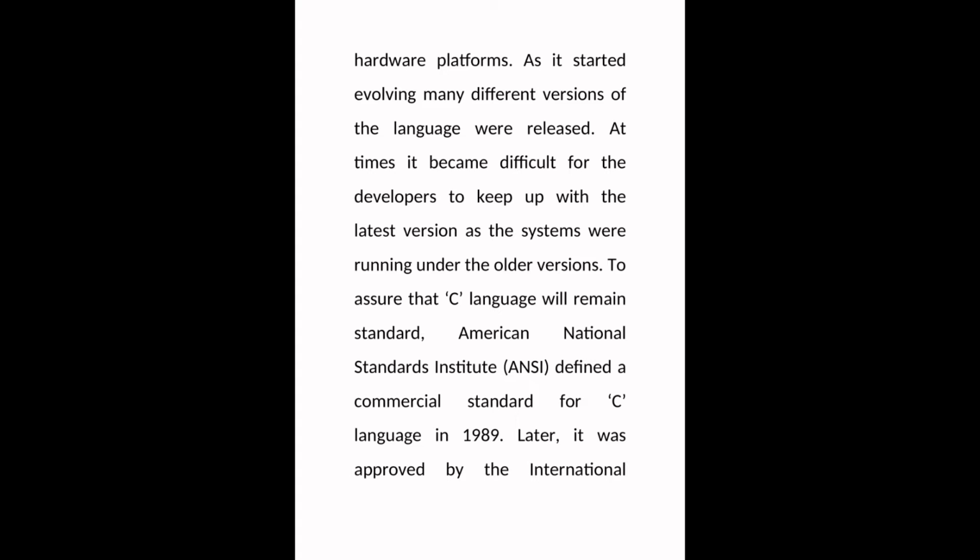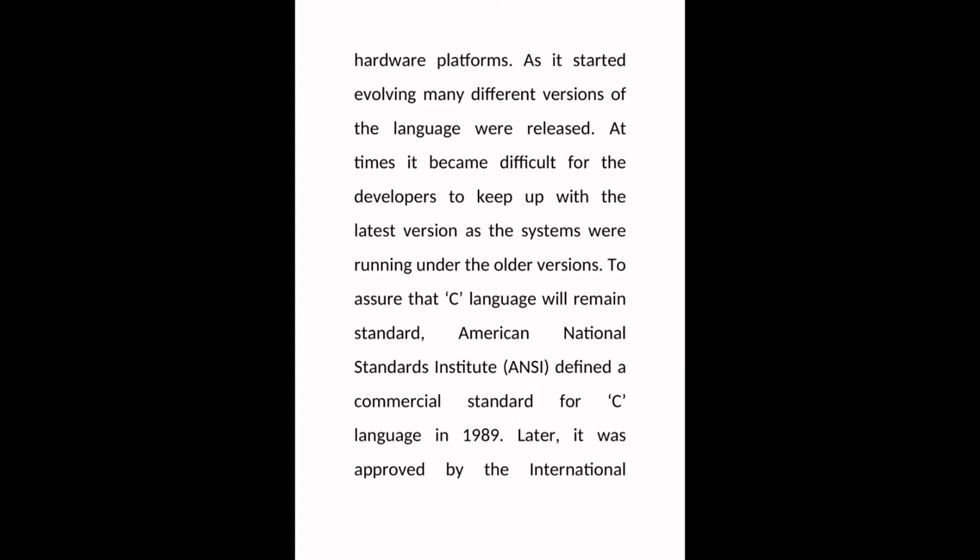As it started evolving, many different versions of the language were released. At times, it became difficult for developers to keep up with the latest version, as the systems were already running under the older versions.